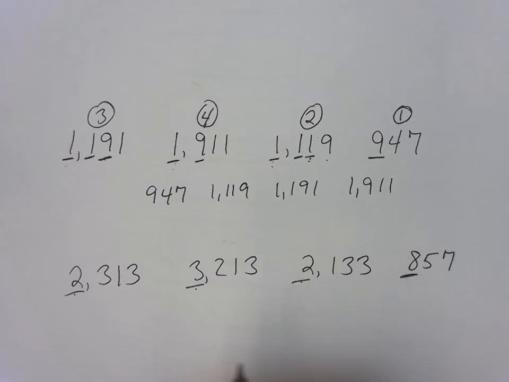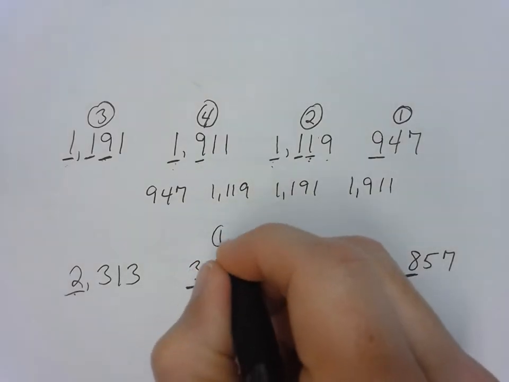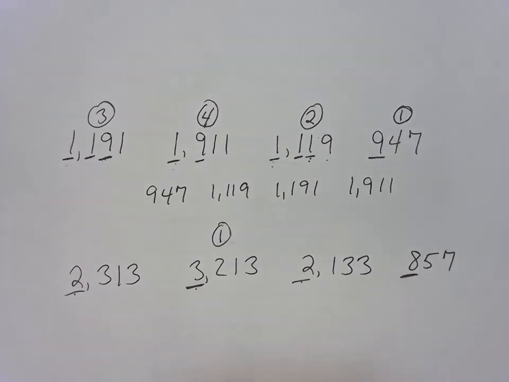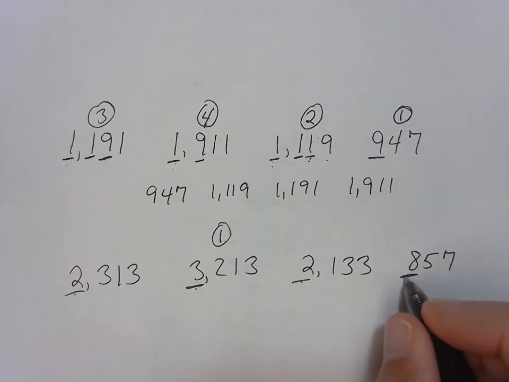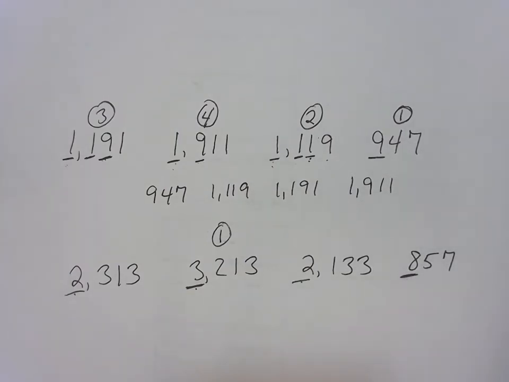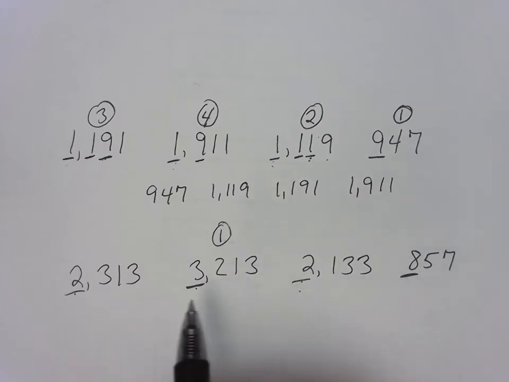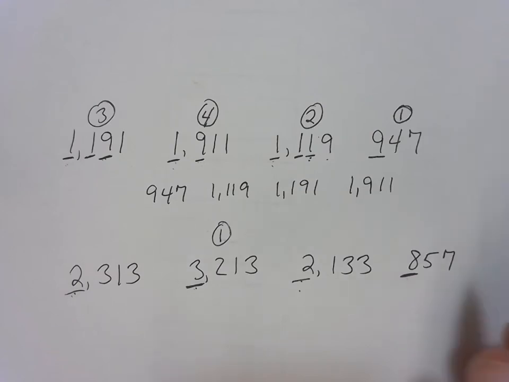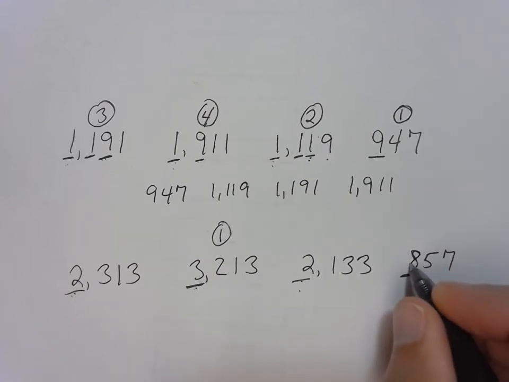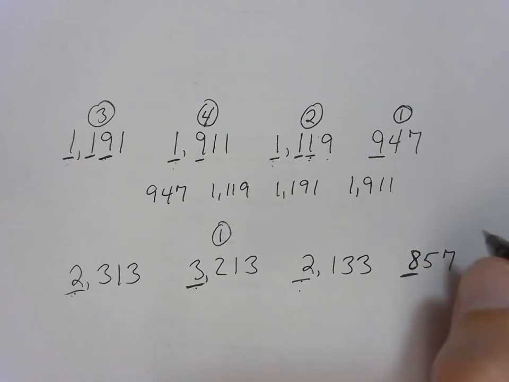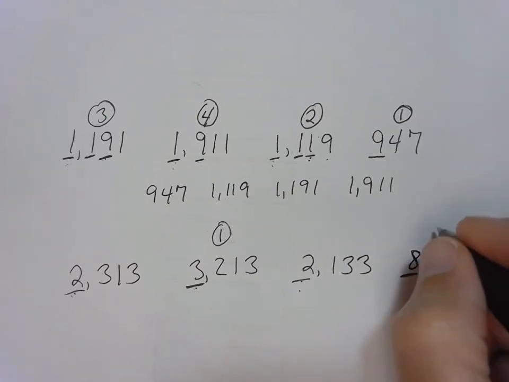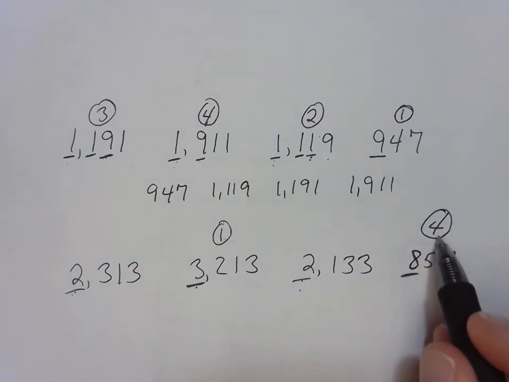This has a 3 in the thousands place, which is the largest. Since I'm going from greatest to least, that's going to be the first number that I write. And this one, even though the 8 is the largest digit, it's in the smallest place. It's in the hundreds place, where these numbers all have digits in the thousands place. So this 8 in the hundreds place is only worth 800, which makes 857 my smallest number. So it will be the last one that I write.